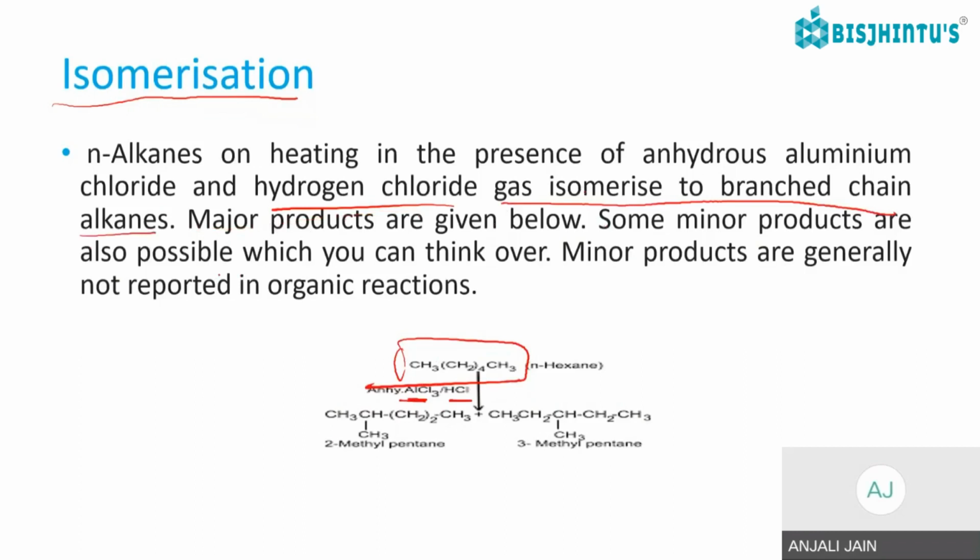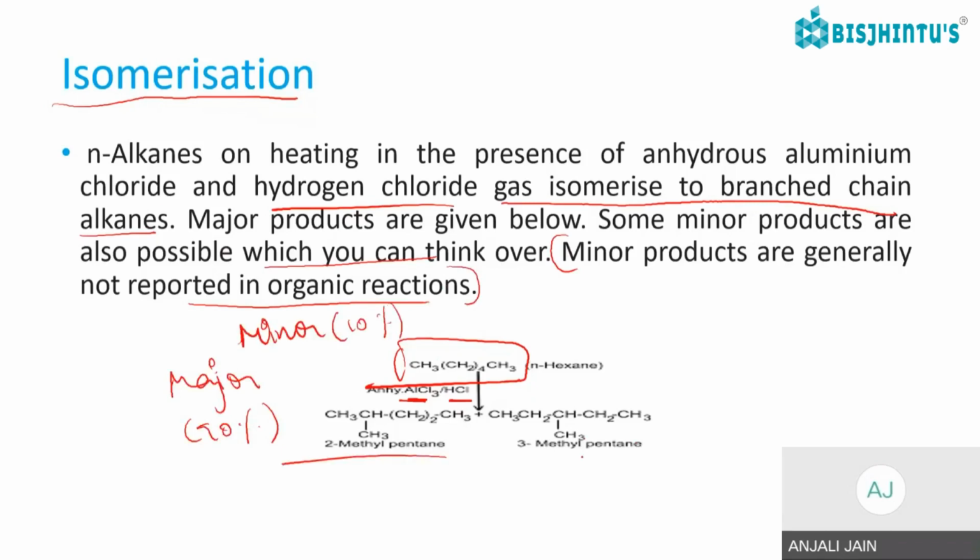Some minor products are also possible, which you can think over. Minor products are generally not important in organic reactions. Major products are those formed in good yield, like 90%, and minor products are those formed in less yield, up to 10%. So here 2-methyl pentane and 3-methyl pentane are formed. Here again Markovnikov's rule will apply.